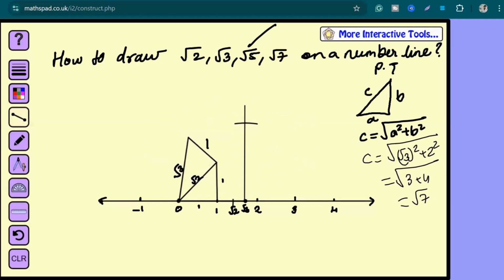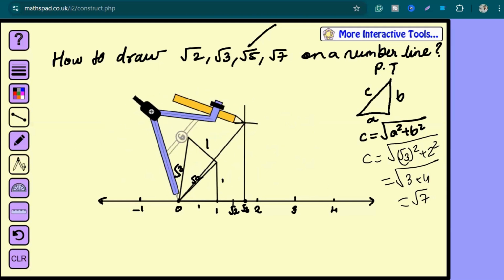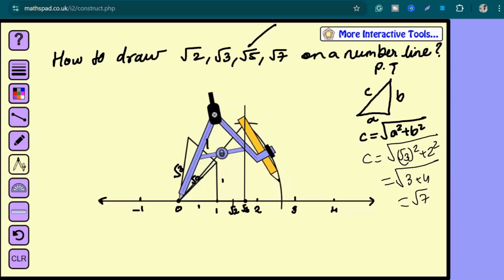You can do that too, or you can directly use the scale. Now this hypotenuse is your root 7. Now you can make an arc, and this is your root 7. Okay, and that's it for the day.